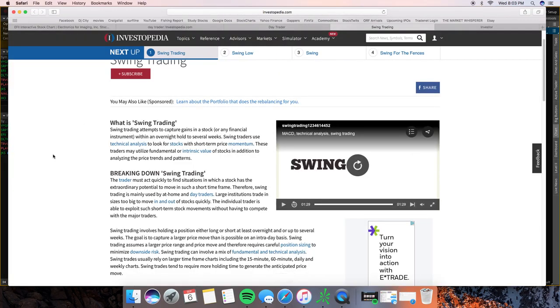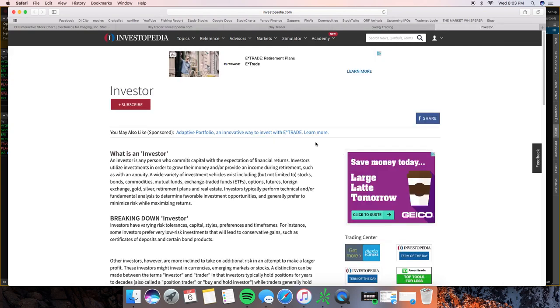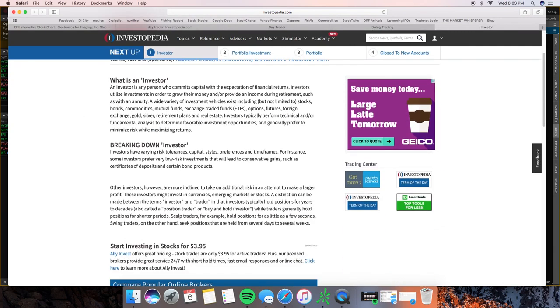Now, on the longer spectrum of that, you have investors. So what an investor is: any person who commits capital with the expectation of financial returns. Investors utilize investments in order to grow their money and/or provide income during retirement, such as with an annuity.